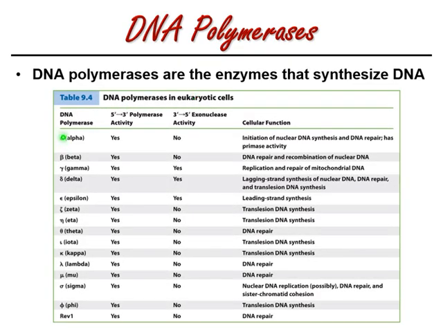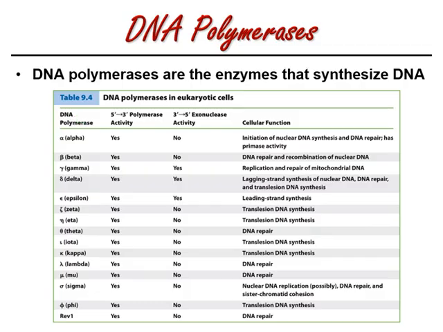So here are some DNA polymerases from eukaryotic cells. What you want to remember is, you don't have to remember all of these and their functions individually. I will ask that you remember that the eukaryotic DNA polymerases have lowercase Greek letters. So alpha, beta, gamma, delta, epsilon, you get it. And so these are DNA polymerases.